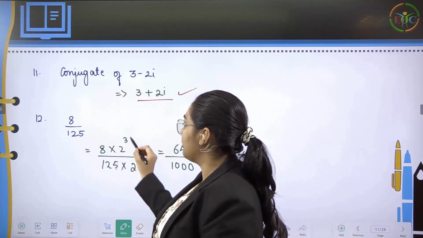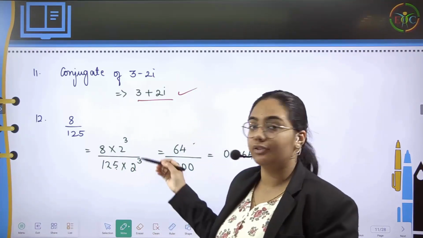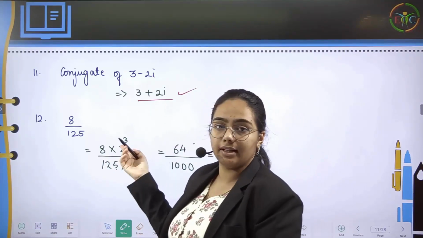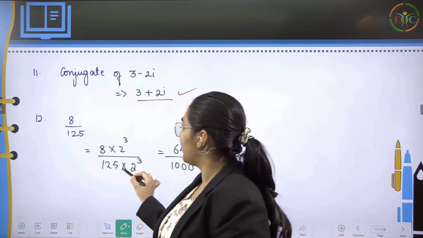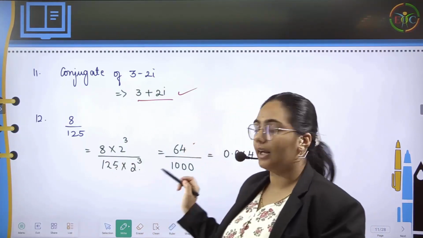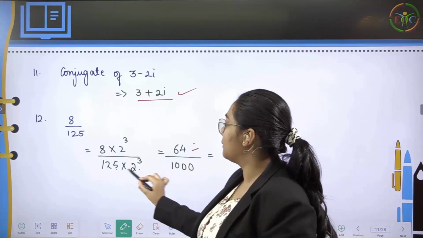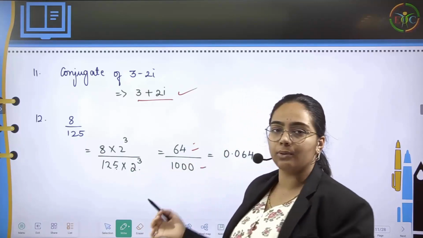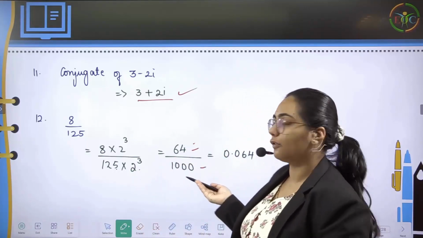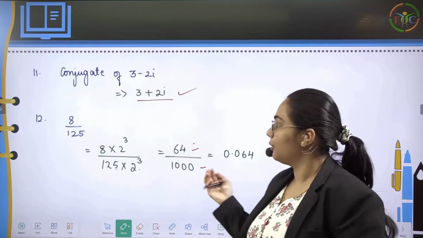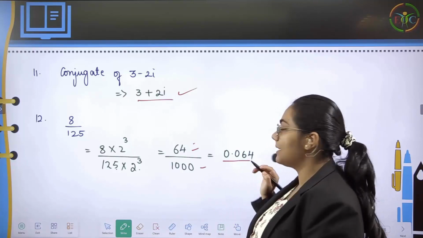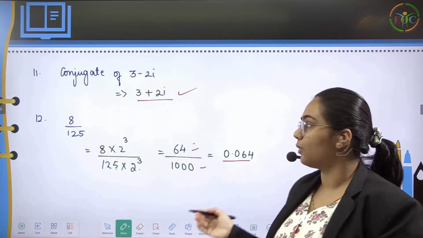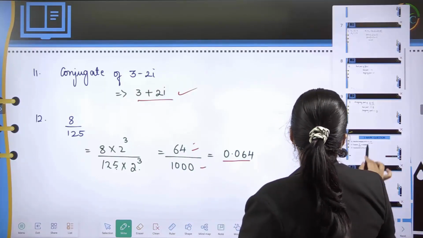I am multiplying and dividing by 2 to the power 3, that is 2 cube. So 8 into 8 is 64, and 125 into 8 gives me 1000. Now it is very simple for me. There is not much calculation, I just have to put a decimal point. So 0.064 is going to be my decimal format.